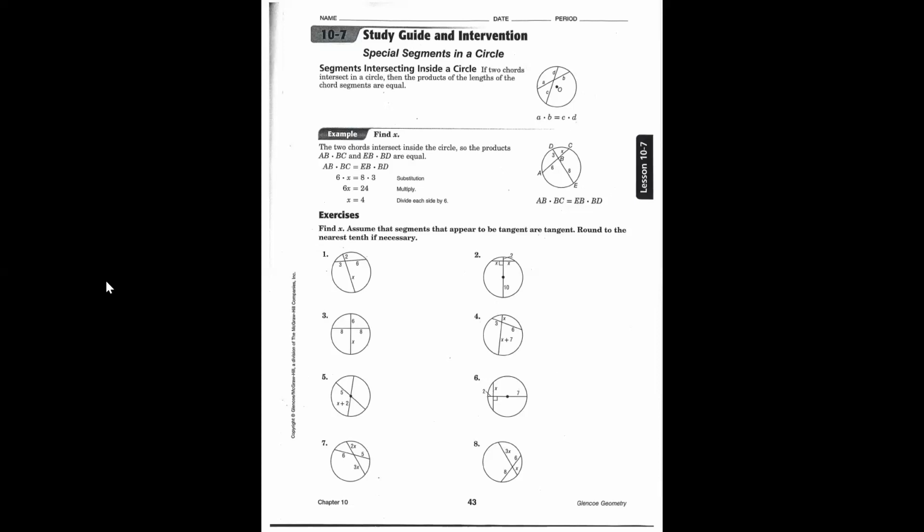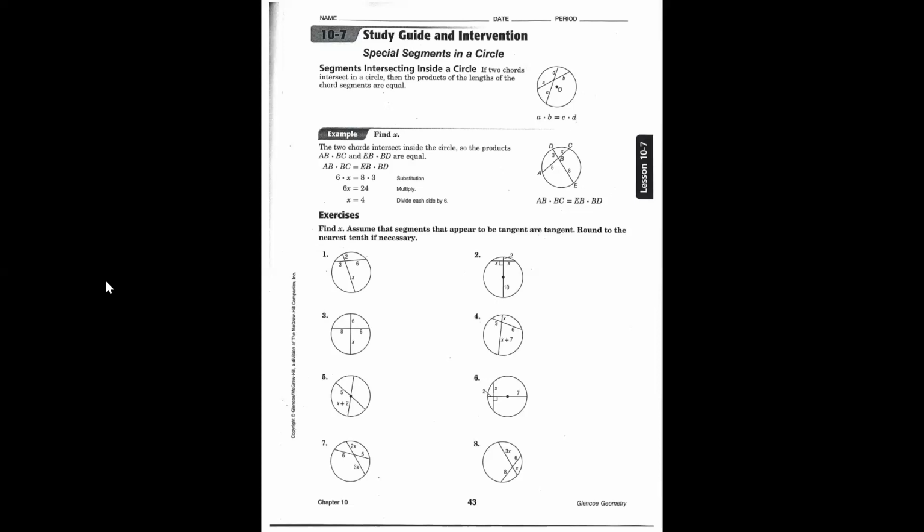So first, looking at number one. What two parts are on the same chord? We have the 2 and the x on the same chord, so put those together. The 3 and the 6 are on the other chord, so we put those together. 3 times 6. 2 times x is 2x. 3 times 6 is 18. Solve by dividing by 2. That's our answer.